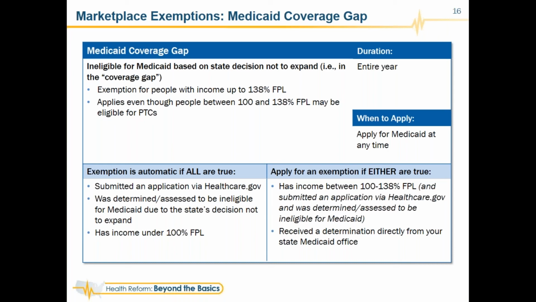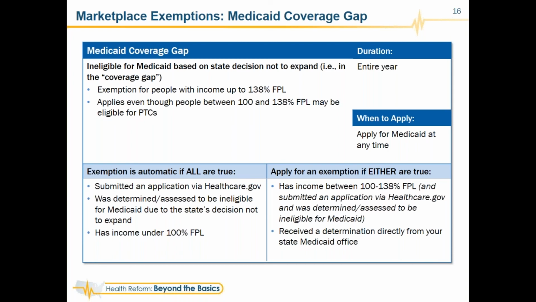But you may also need to apply for an exemption, so take an extra step and submit an application for this exemption if you're technically eligible for the exemption, but you had income between 100 and 138% of the poverty line, because healthcare.gov is going to sort of throw you in the premium tax credit basket and not assume that you want an exemption. Or if you are receiving a determination directly from your state Medicaid office, in that case, healthcare.gov is not going to know that you qualify for an exemption, and so you still need to take that extra step to apply for an exemption.